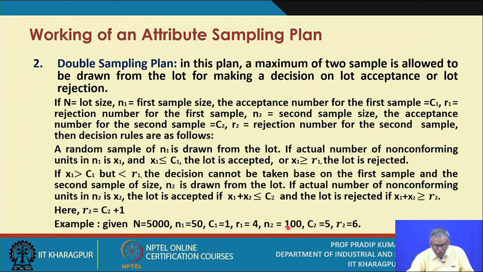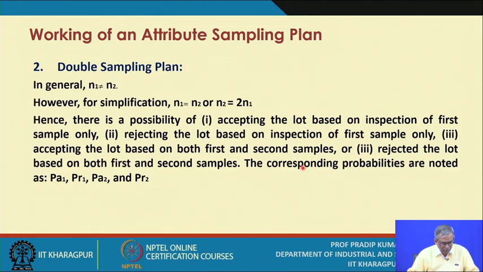Then again, out of 100 units in the second sample, how many are non-conforming? So that you count. That is x2. Then you consider the number of non-conforming over here and over here. That means you add them, and the total number of non-conforming in the combined sample is N1 plus N2. If this total is less than or equal to 5, then you accept the lot. But if it is greater than 5, that is 6 or more, then you reject the lot. So this is the working of a double sampling plan.